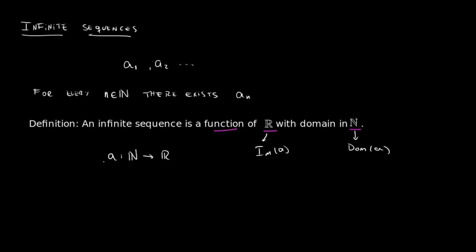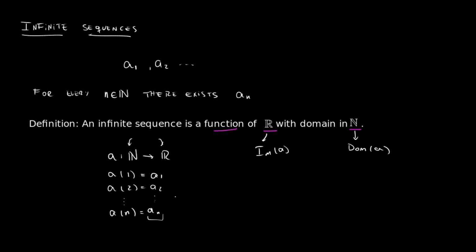To evaluate the function a, we have to take natural numbers. So we're going to evaluate a in number 1, a in number 2, and so on, a in natural number n. And these numbers, the ones in the set of the real numbers, are the ones we call a sub 1, a sub 2, and so on, a sub n. So these numbers are forming the sequence.